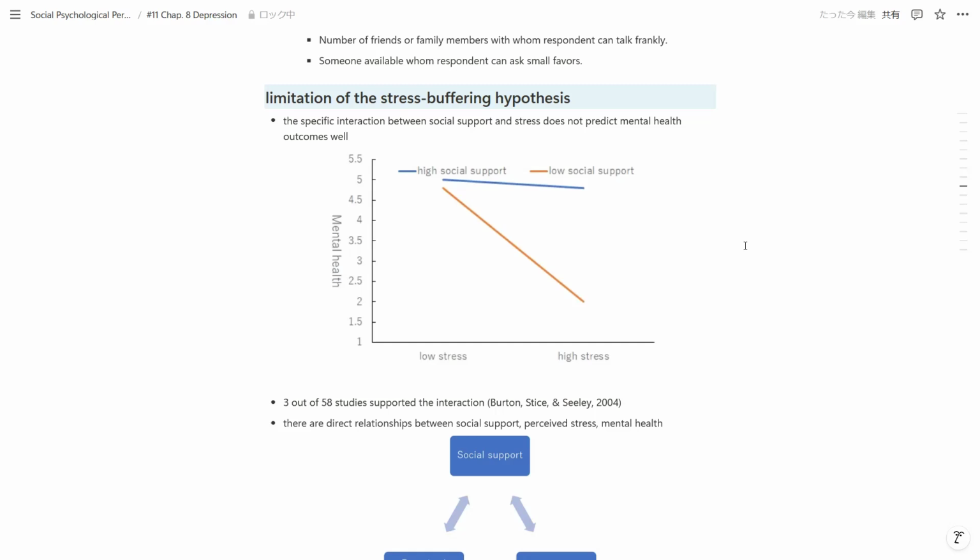So social support cannot really buffer the impact of stress. Instead, lack of social support is another cause of stress and co-occurs with stress. Okay.